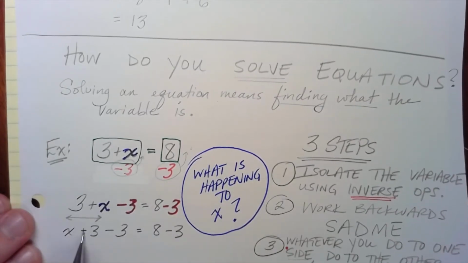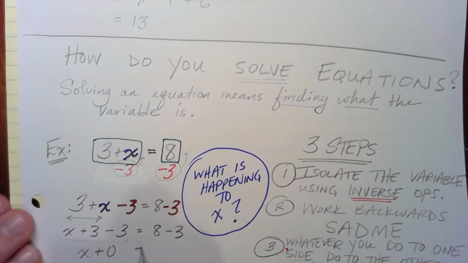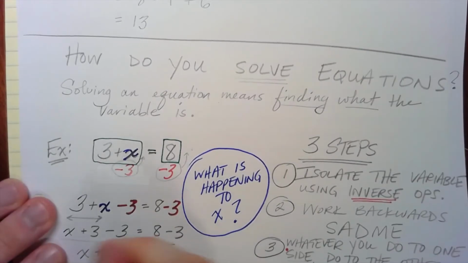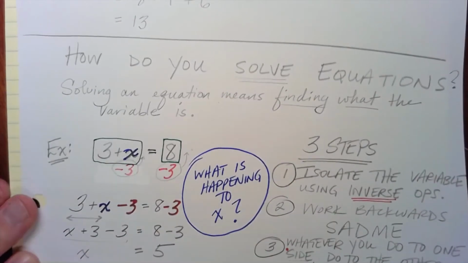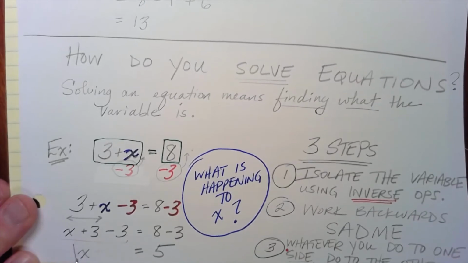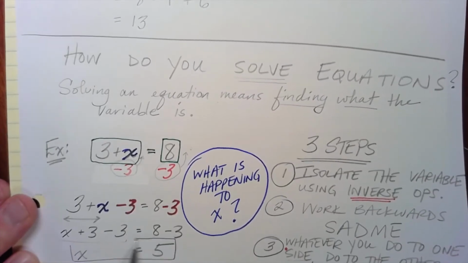But what's plus 3 minus 3? It was just 0. So this whole side right here just becomes x plus 0, and 8 minus 3 is 5. And x plus 0, as we already know, is just x. We don't even have to write the plus 0. And so lo and behold, here we are, and we are left with our x equals 5.